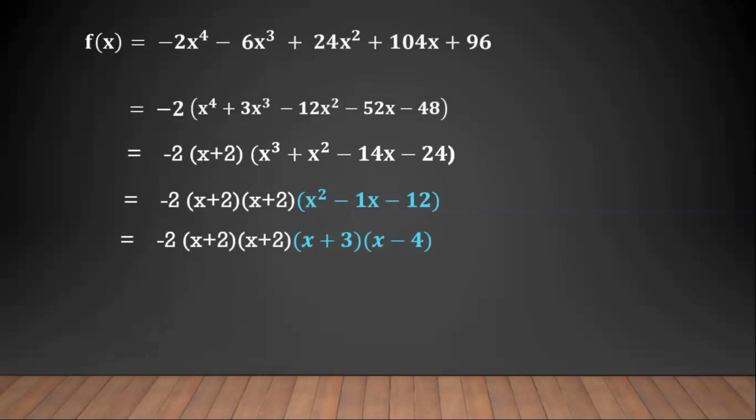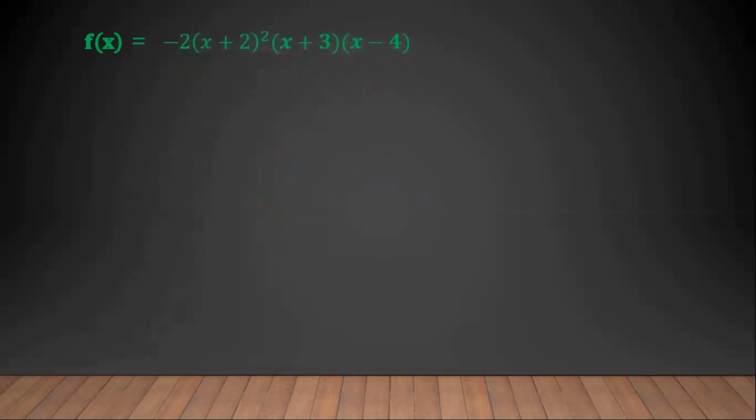As always, check your factoring. So at the end, I rewrite it: -2 times (x plus 2) squared times (x plus 3) times (x minus 4). So I've taken f of x and written it as linear factors.